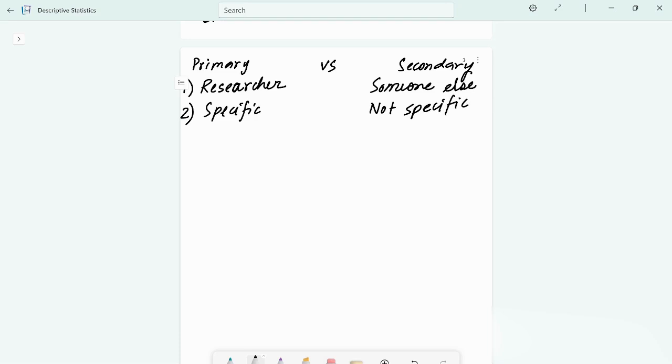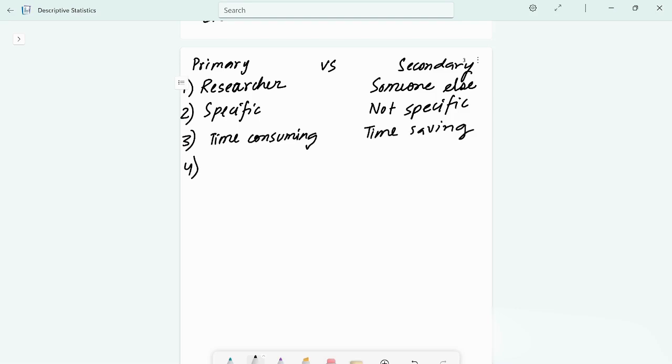So yeah, the next basis will be time. Primary data is time consuming because you need to go door to door to do the surveys, to take interviews. So it is time consuming. But for secondary data, is it time consuming? No, not at all, because you're getting all the information from one single source, or from different sources, but you get it collectively. So it is time saving.